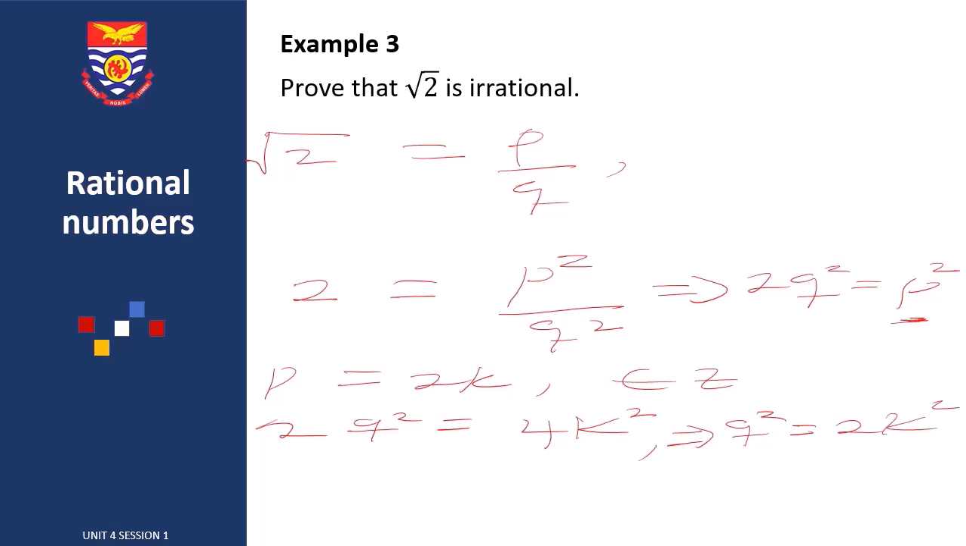And what is happening? Since 2k square is also even, it follows that q square is also even, then q is also even. Once q square is even, then q is also even. And this is a contradiction, because the GCD of p and q will be equal to 1. Therefore, we proved that.